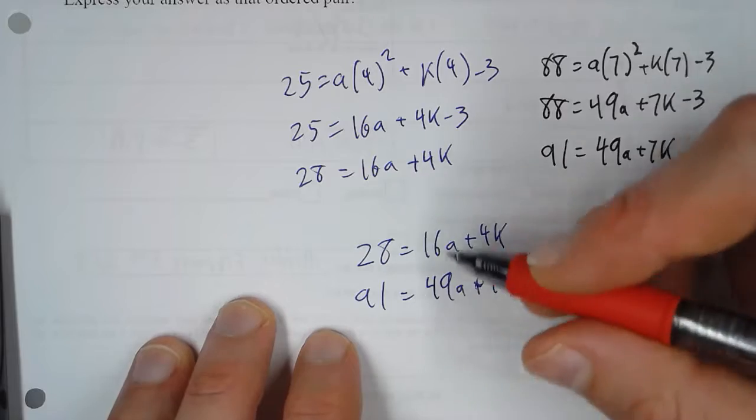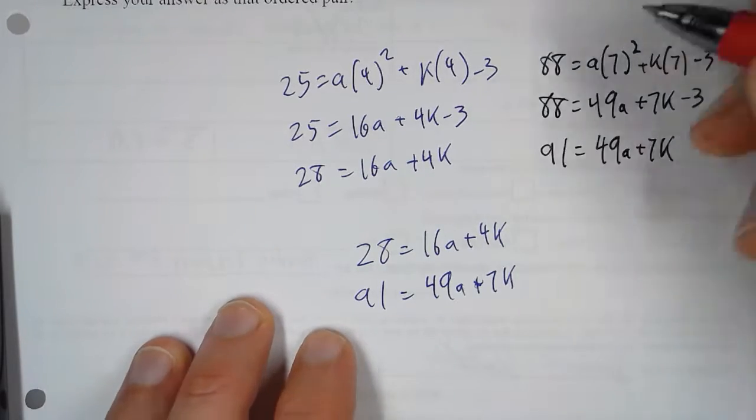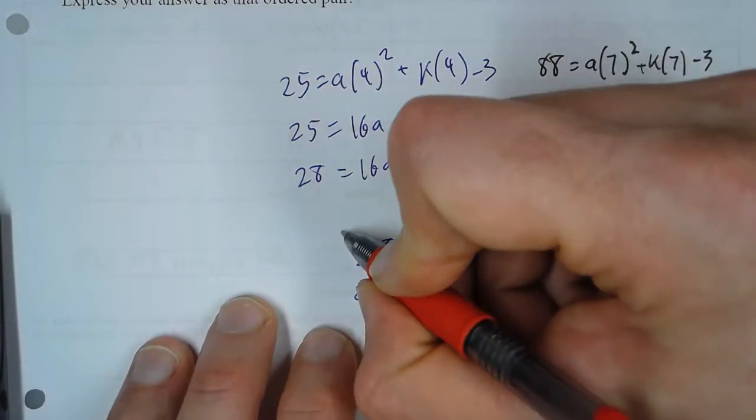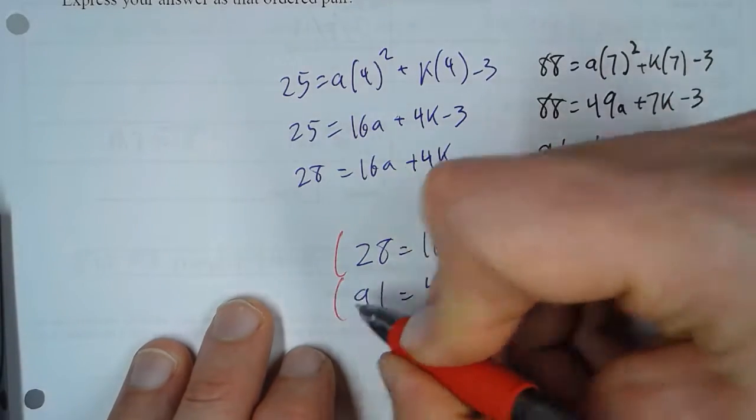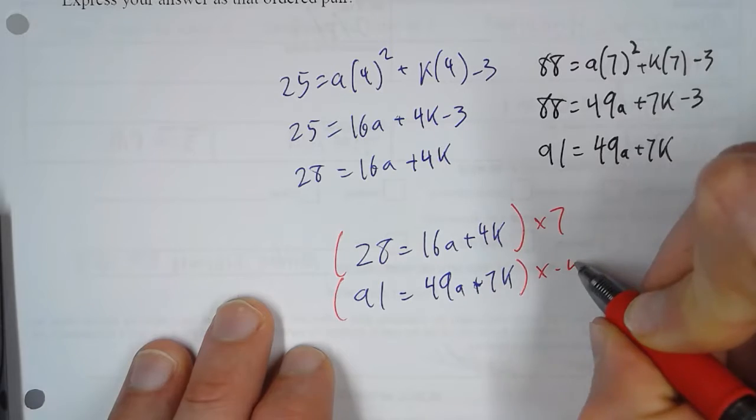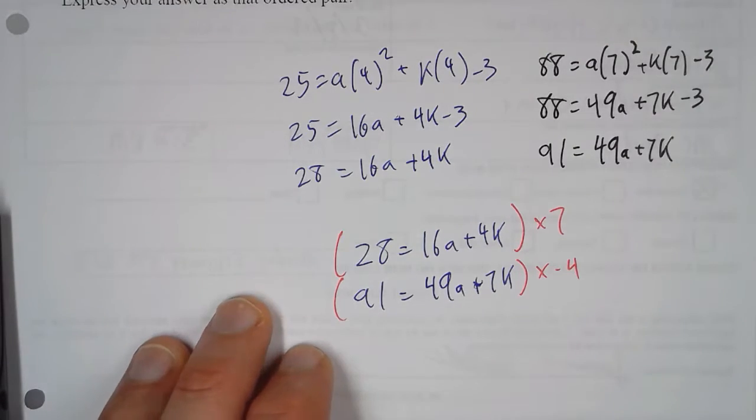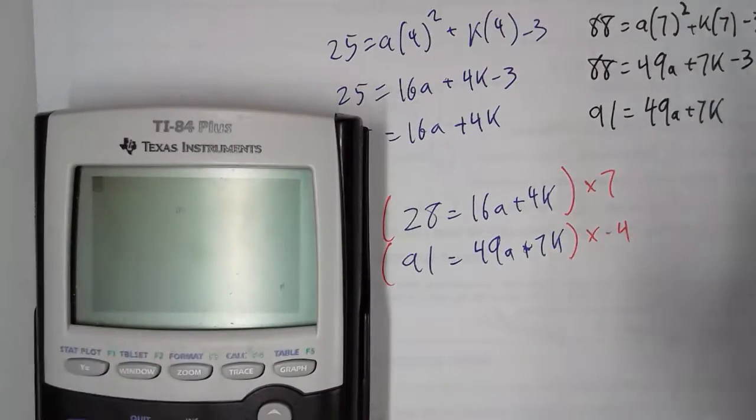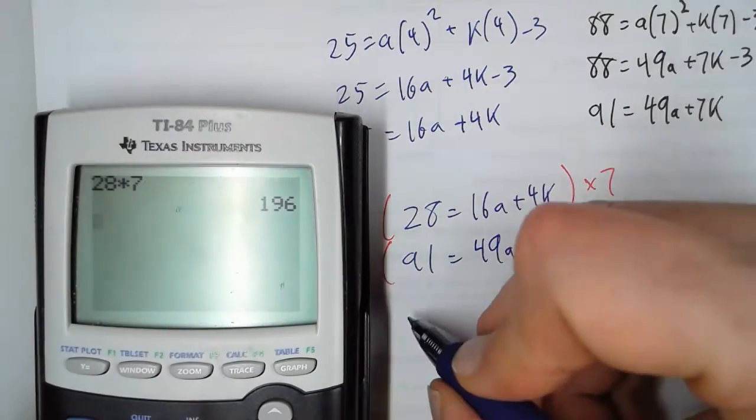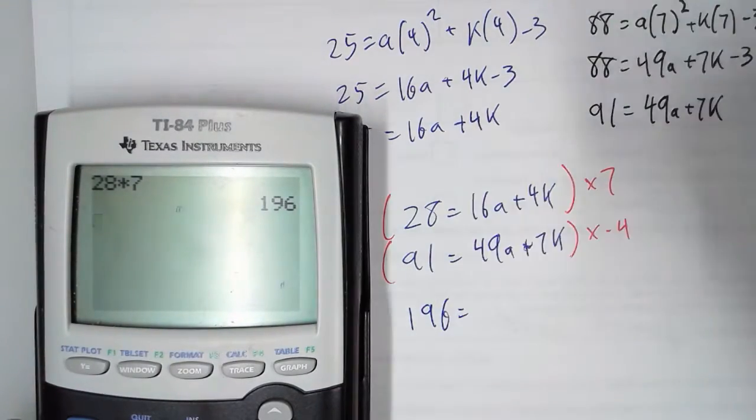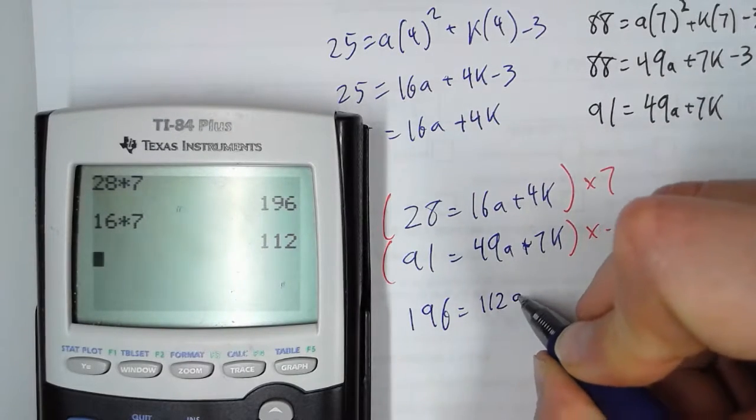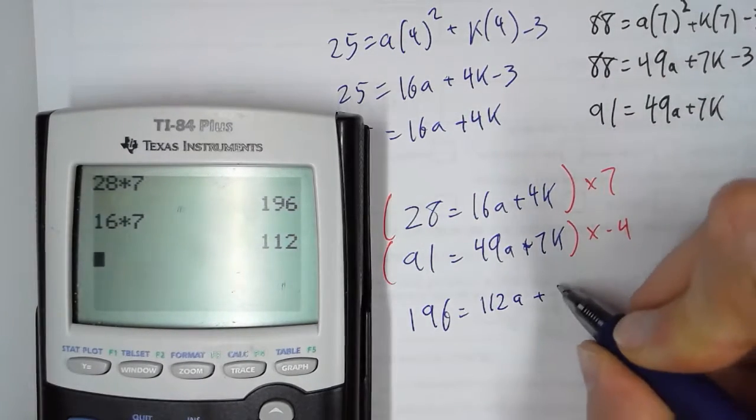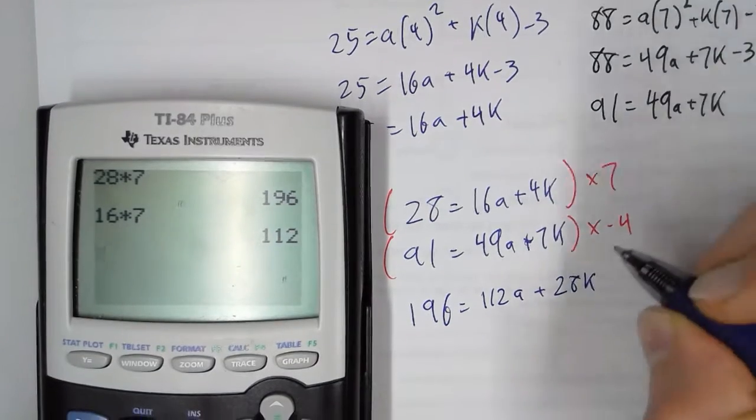I want to cancel one of these, and I'm going to choose the k's because they have smaller numbers. So I'm going to multiply this whole top equation by 7. I'm going to multiply this whole bottom equation by negative 4. When we do that, 28 times 7 is 196. 16 times 7 is 112. And then 4 times 7 is 28k.